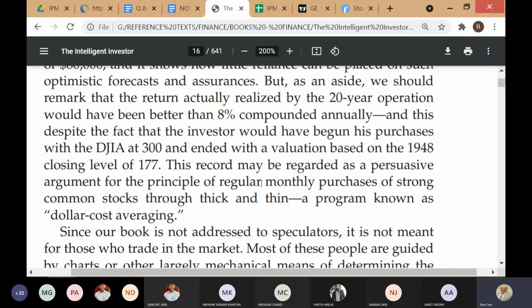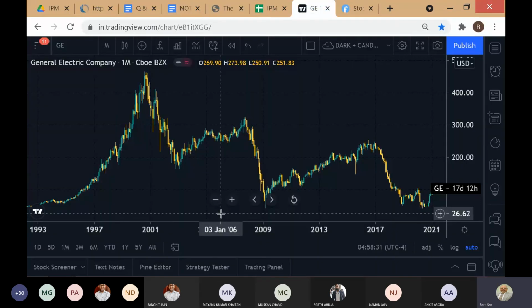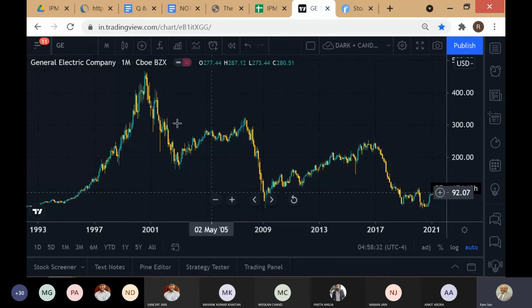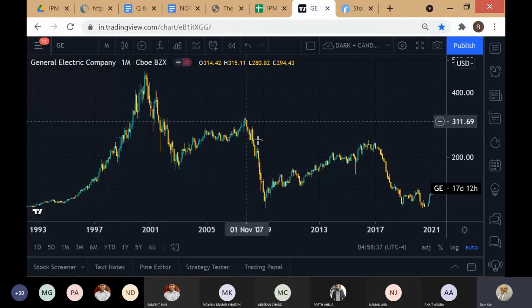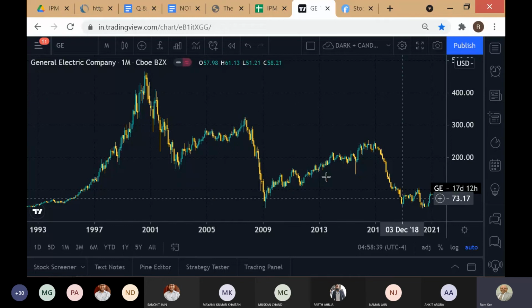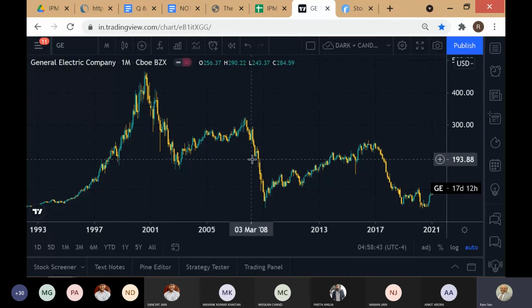Regular monthly purchases of common stock. So no matter what happens to the market, every month you buy a certain amount of stock, and that's why you're averaging your dollar cost. Say you do this for GE: you are buying here, buying here, it goes up, and you keep buying. So your average dollar cost is probably somewhere around here. That's basically the idea.